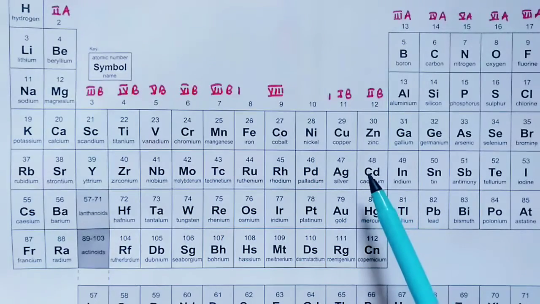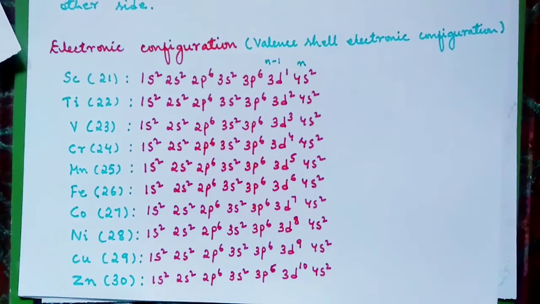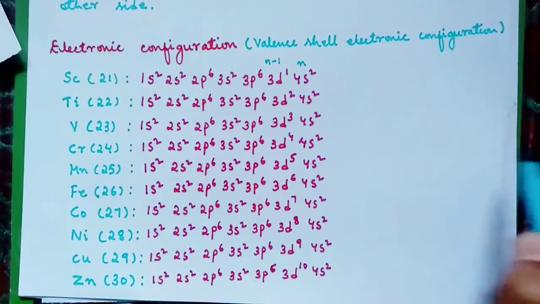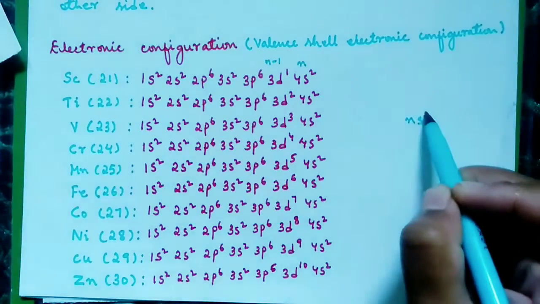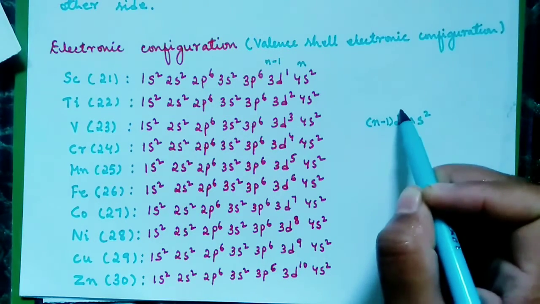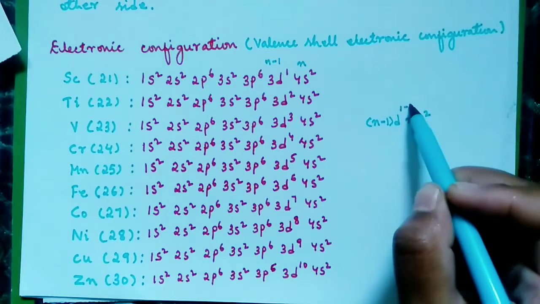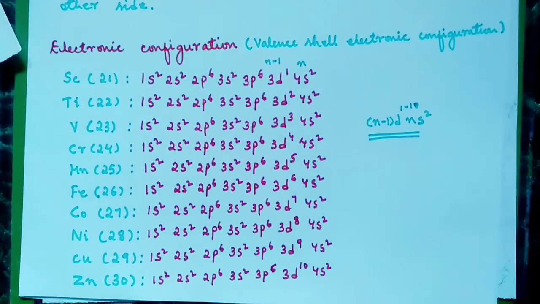Now if we come to the 4d series, then what will be our n? It will be 5, and then here it will be 6, and so on and so forth. So based on that, the general valence shell electronic configuration for the d block elements can be written in this way: ns2, (n minus 1)d, where d varies from 1 up to 10. Okay, so this is the general valence shell electronic configuration for the d block elements.